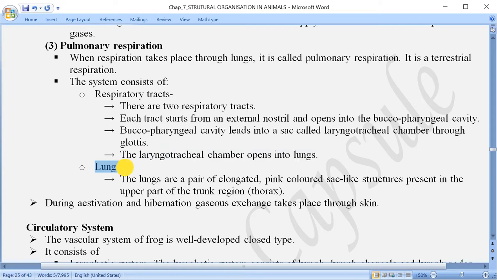In case of the lungs here, the lungs are a pair, like we have a pair of lungs. They are also a pair of elongated, pink colored, sac like structures, present in the trunk part, that is the upper part of the body, which we can also call the thorax, like our chest cavity. So here the lungs are located in the thoracic region, the upper part of the trunk.